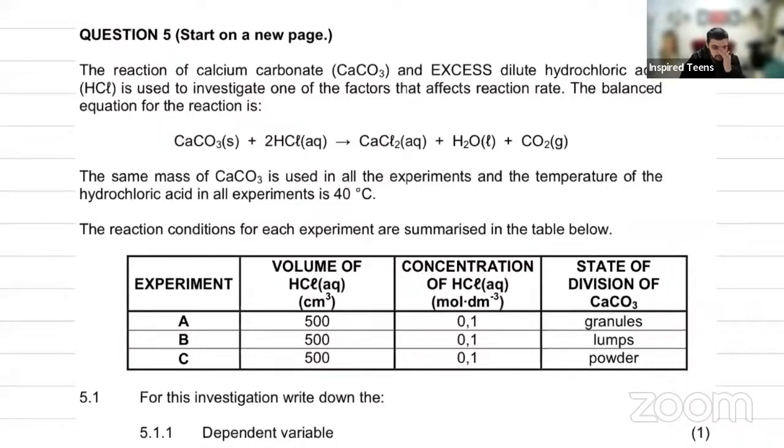Anything we need to discuss from above? No, let's continue. So let's compare the different experiments. We can see the volume of HCl is the same in all, the concentration of HCl is the same in all. However, the state of division, which is basically the state in which the compound is, so solid, liquid or gas, the surface area. So we have granules, lumps, and powders. Firstly, powder has the highest surface area. Then it is granules or lump.